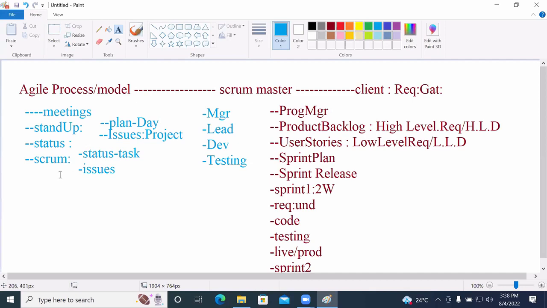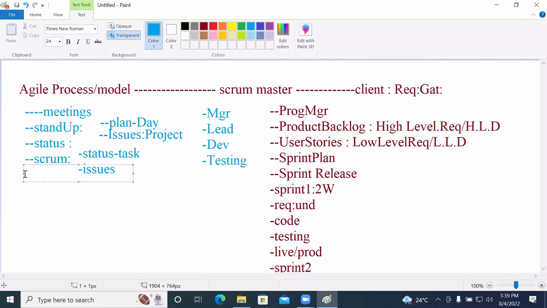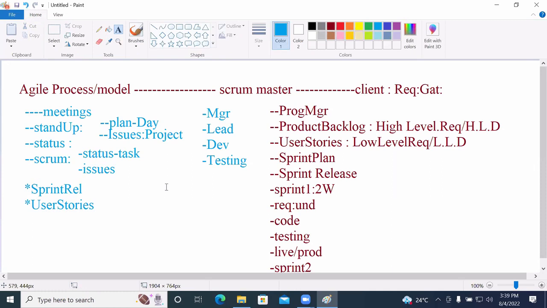Scrum meeting. Now we can say, as simple as, the meaning of the Scrum meeting: we can mention that it is a meeting conducted by the Scrum Master to have a discussion related to the sprint, release, or the user stories.